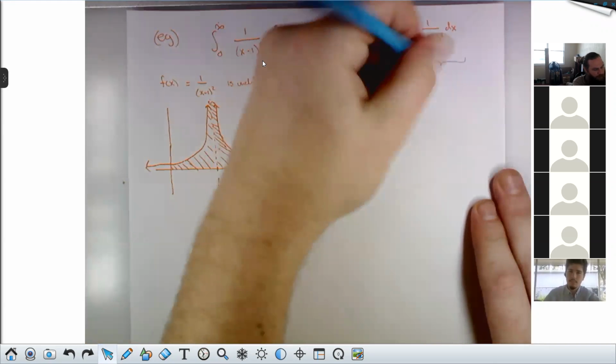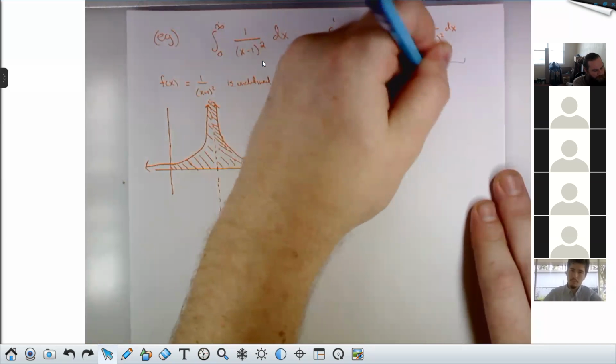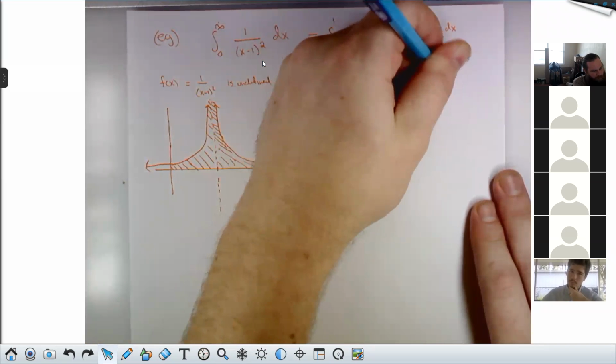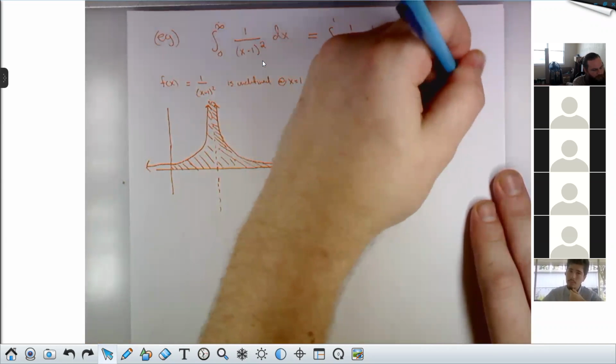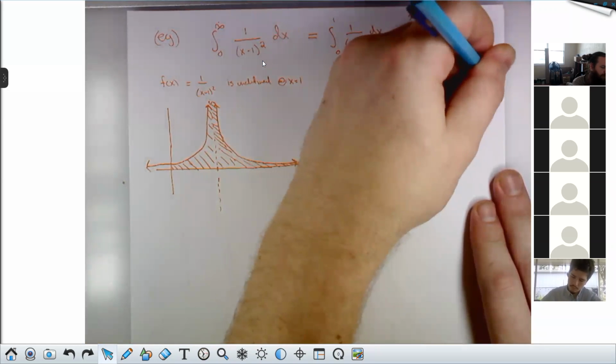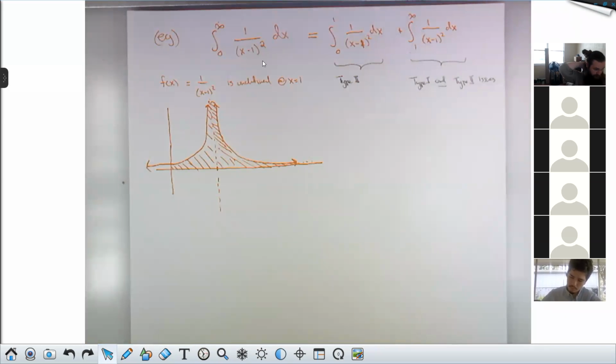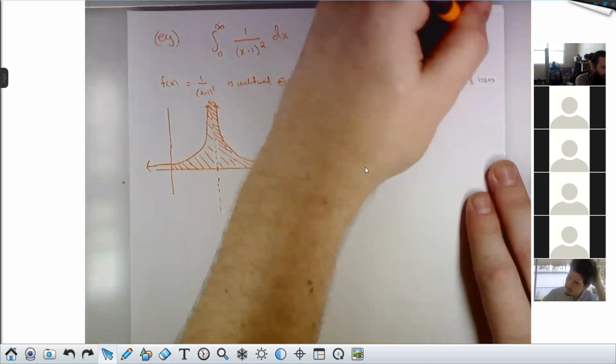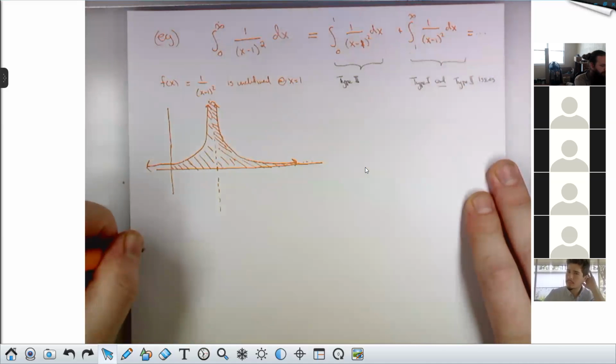This integral has both type 1 and type 2 stuff. The second integral is type 2 stuff because of the infinite height over here, but it's also infinitely wide. So really we need to split this further. I'm going to continue down here.